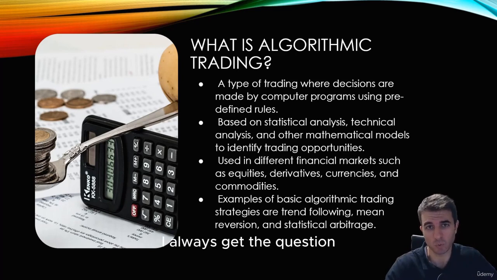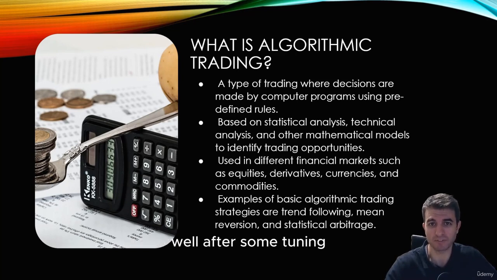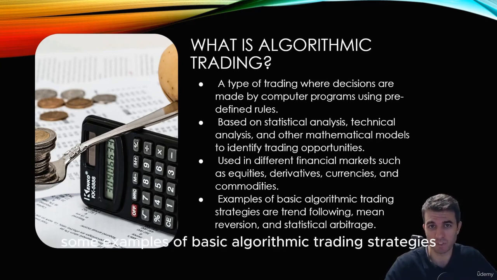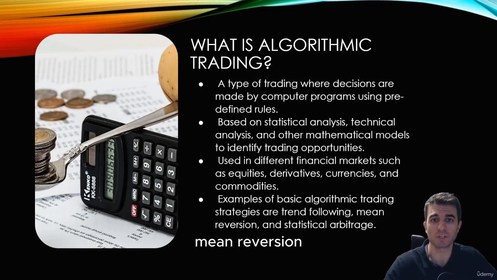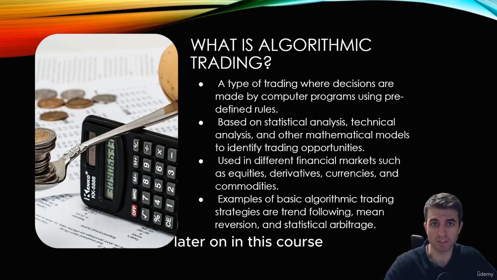I always get the question if a strategy works on such and such market. Well, after some tuning, the answer is obviously yes. Any strategy can be optimized for different markets. Some examples of basic algorithmic trading strategies are trend following, mean reversion, and statistical arbitrage. We will go through more details about these topics later on in this course.